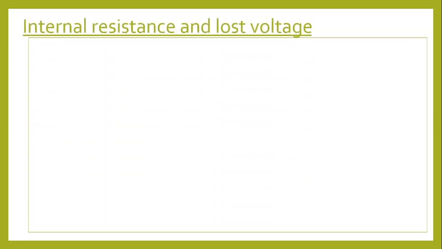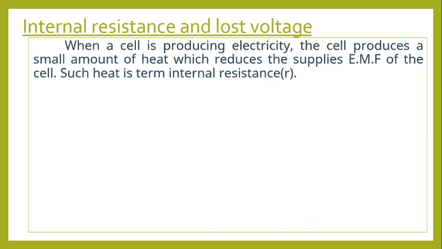Now, another point that we need to understand under this topic is that we have something called internal resistance and what they call lost voltage. When a cell is producing electricity, meaning you're using that cell to power something, you attach a bulb to a cell and it's supplying current. What you observe sometimes is that if you hold that cell, you will notice at a particular time it becomes warm or very, very hot, depending on the nature of the battery that you are making use of.